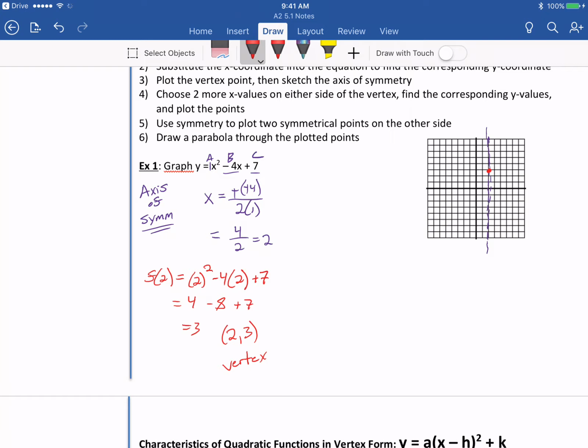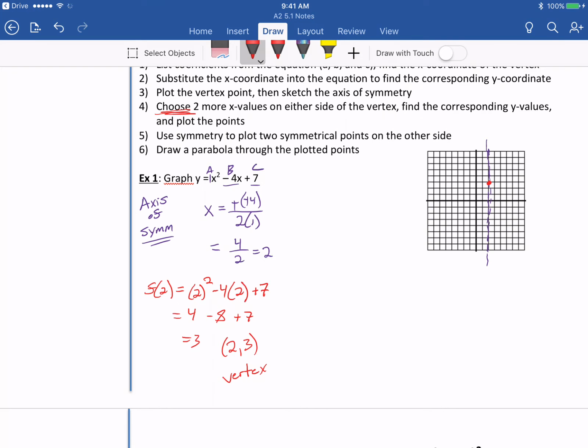Okay, so what it says here now is we need to find out what this parabola looks like. So what it says here in number 4, it says I'm going to choose 2 x values on either side of the vertex. Okay, so it doesn't matter which side, either the left or the right. As I'm looking here, I see that if I go on the left side, I have 1 and I have 0. So to me, that says, hey, those numbers are going to be easier to plug in than 2 and 3. Those are just going to be smaller numbers.